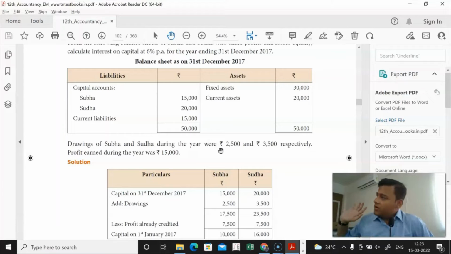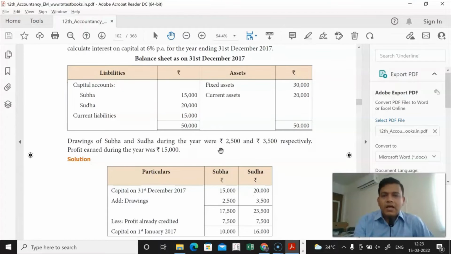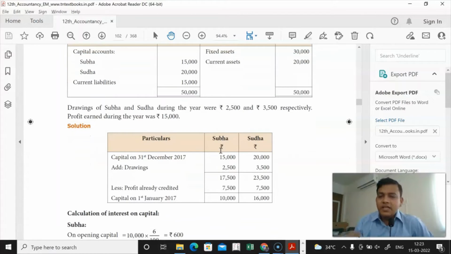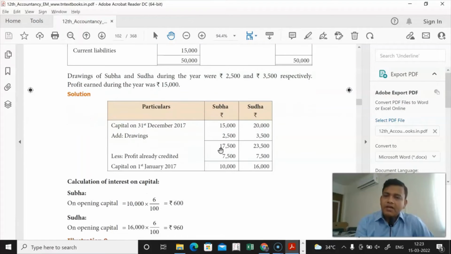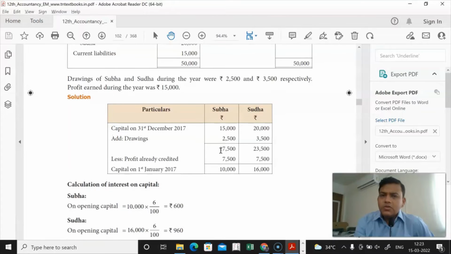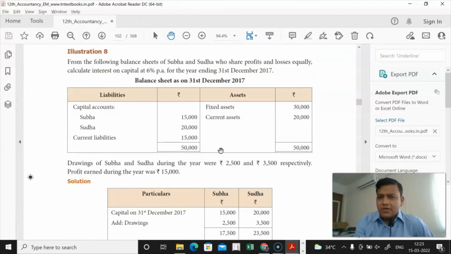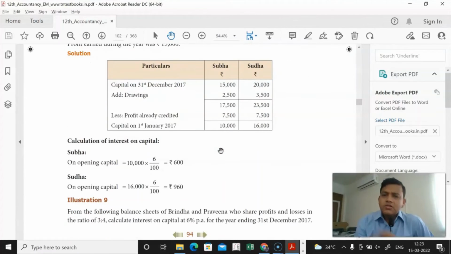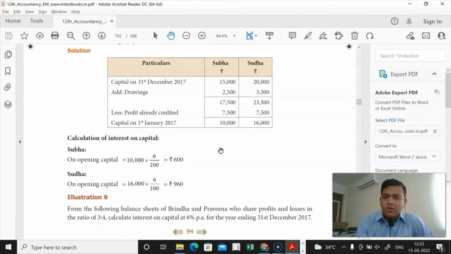So automatically we'll get what? Opening capital. Because in this question, the closing capital is given. So that is the hint over here. So in that way you will find the opening capital, and from the opening capital you will find the interest. Okay, so they have asked us to calculate 6% interest on capital. So as soon as we find the opening capital, 10,000 into 6 by 100 and 16,000 into 6 by 100. So this is your interest on capital.